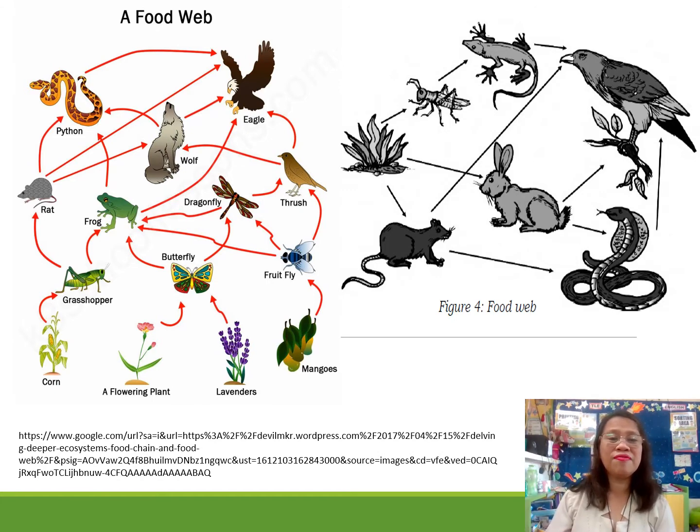Rat is eaten by python. This is a snake. Frog is also eaten by python. So, duha na siya ka food chain. The food chain composed of corn, grasshopper, rat, and python. The second food chain composed of corn, grasshopper, frog, and python. Then the python is eaten by the eagle. No? And so on and so forth.